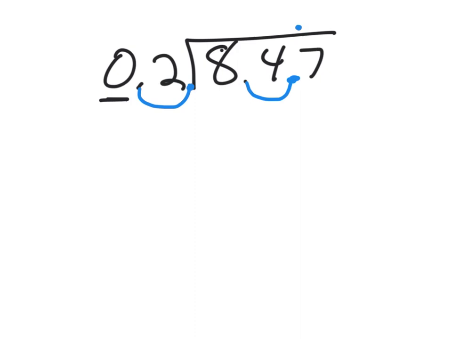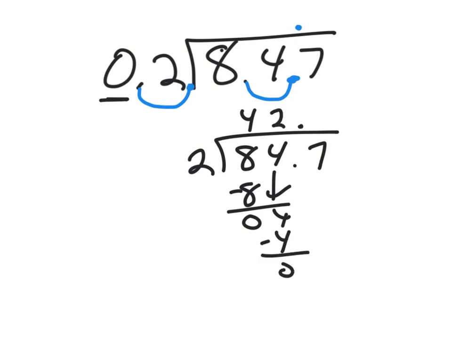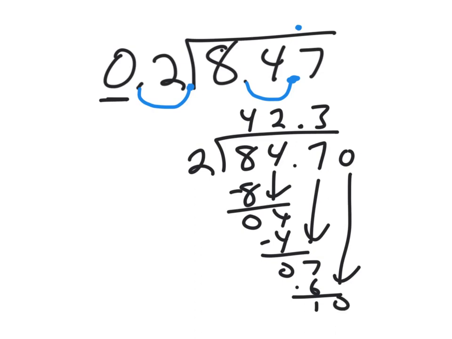I like to rewrite it because it makes it nice and neat. 84 and 7/10 divided by 2. I can get rid of that 0 that's over there. Now by doing that, put the decimal up in the answer, and now I just divide. 2 goes into 8 4 times. 4 times 2 is 8. Subtract, 0, bring down the 4. 2 goes into 4 2 times. 2 times 2 is 4. Subtract, a 0, bring down my 7. 2 goes into 7 3 times. 3 times 2 is 6. Subtract, a 1, bring down a 0. 2 goes into 10 5 times. 5 times 2 is 10. Subtract. I've got 42 and 35/100.